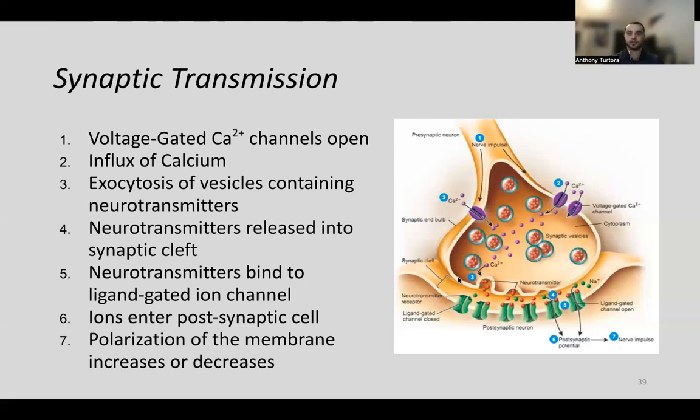I hope this discussion here clears up a little bit about the neuromuscular junction as well. So I would encourage you to go back to that slide at the neuromuscular junction if you were a little confused about that.